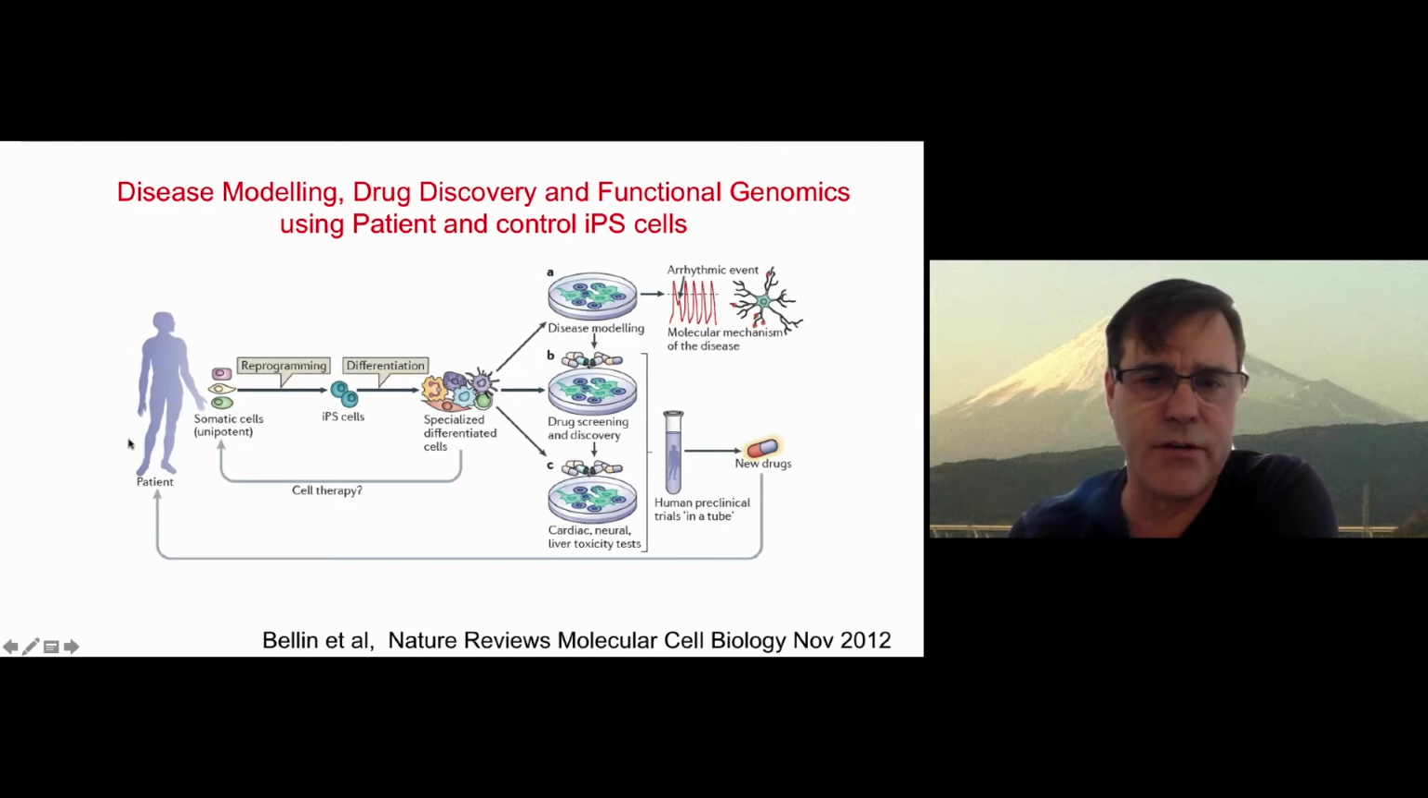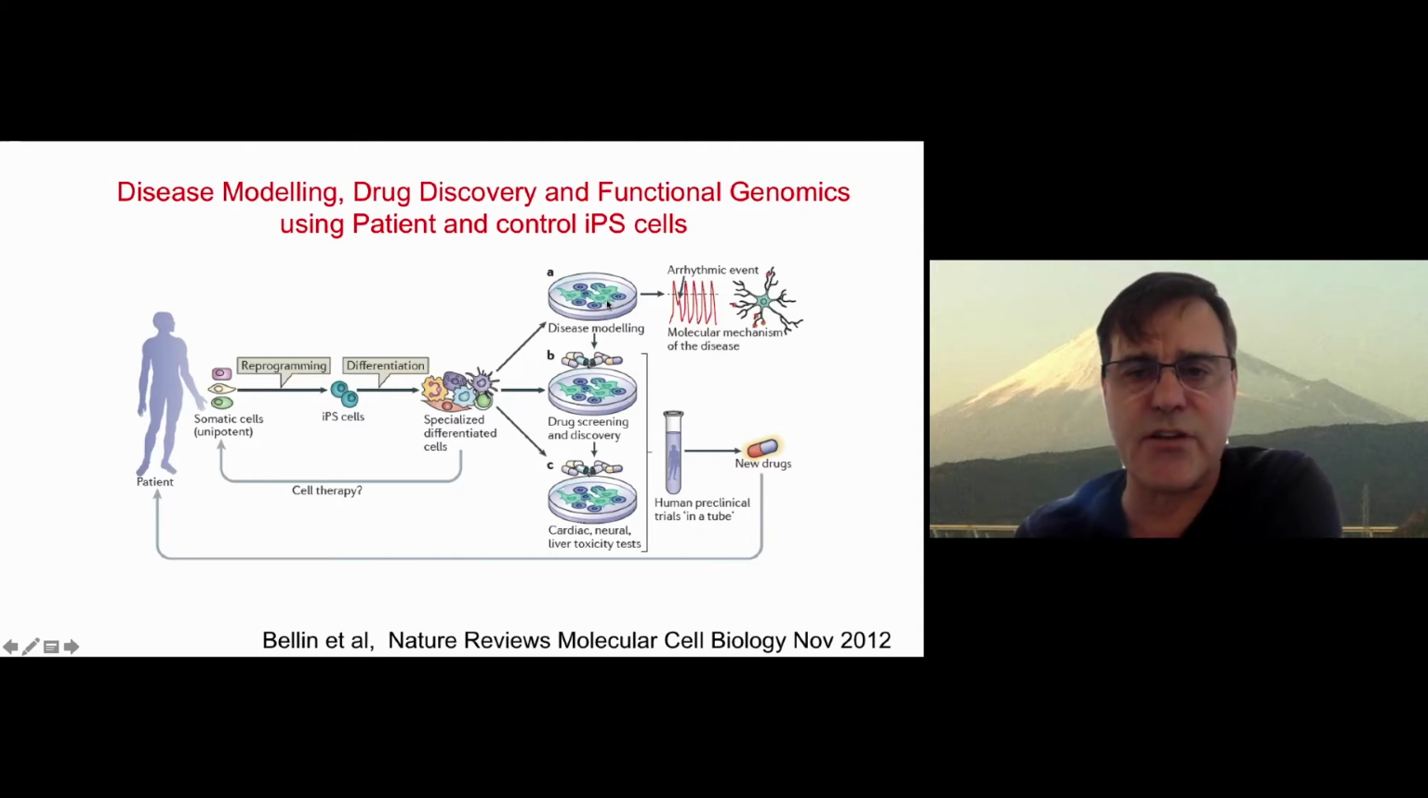So what's shown here is the process of reprogramming, where blood cells or skin cells can be taken from a patient or a control individual. Using 4 genes, they can be reprogrammed so that they start to grow like embryonic stem cells. They're called induced pluripotent stem cells, or iPS cells. Then these cells can be differentiated into any cell type of interest, and in particular here, we're interested in cardiomyocytes. So now we have cardiomyocytes derived from a patient or from a control individual that can then be used in a dish for disease modeling.